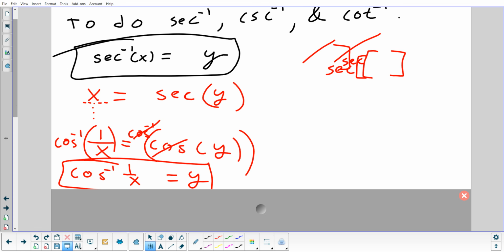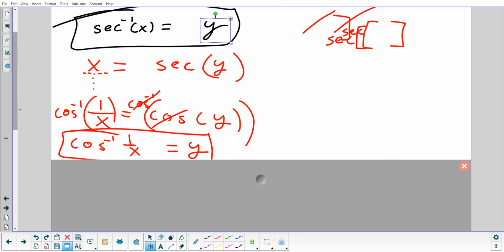If you have to take the inverse secant of something to get an answer, instead of doing inverse secant, you can get exactly the same thing by taking and flipping what's in the parentheses and doing inverse cosine. That's the only way to do inverse secant, because you don't have a button for it. So you have to do two things. Take what's in the parentheses, flip it. Take your trig function and change it.